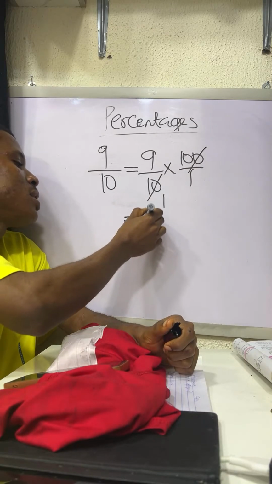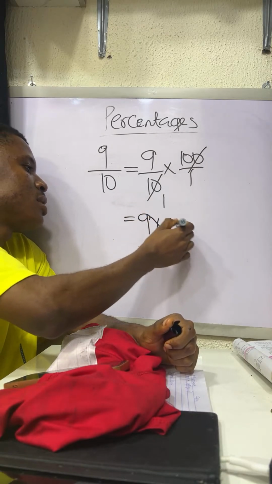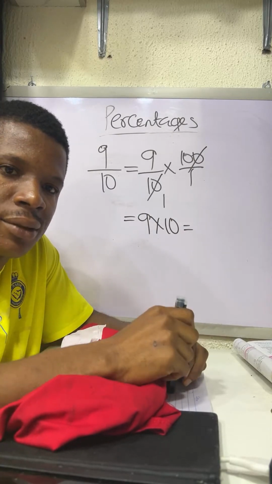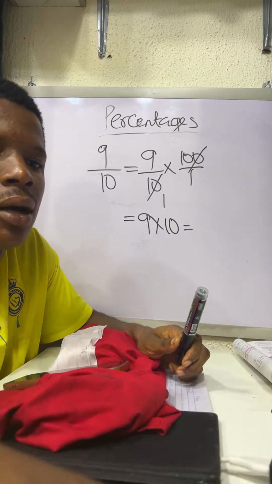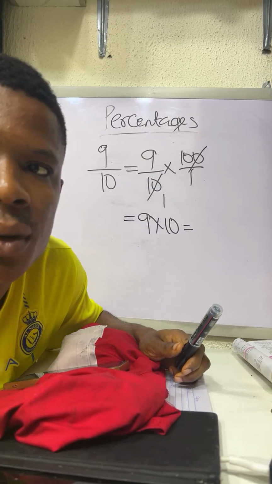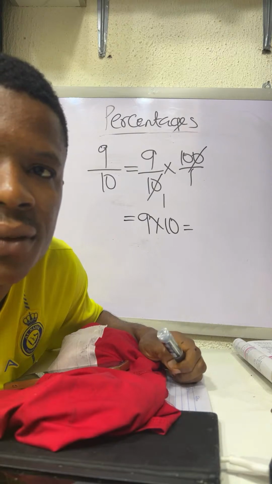So what is 9 times 10? 90. Sorry, it's because my mic's not working properly, so when I say the answer, it's not working properly. It's just that I have to hear you very well so I can hear you.